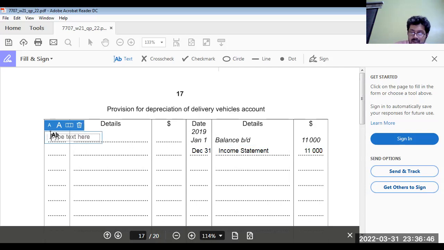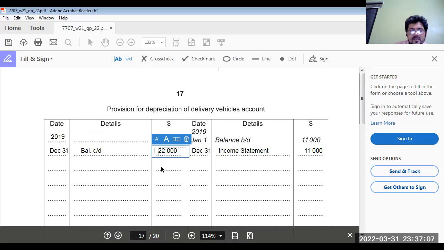Now, 2019, December 31st, balance carried down is 22,000. Done? So, totals on both the sides is 22,000.